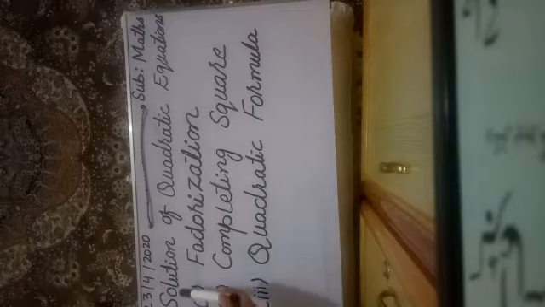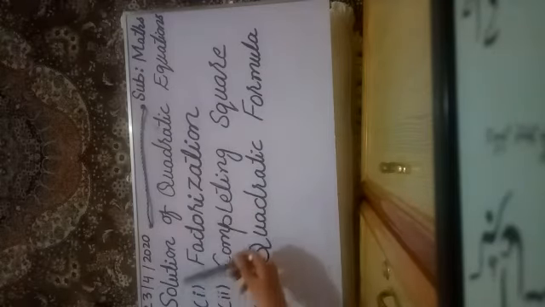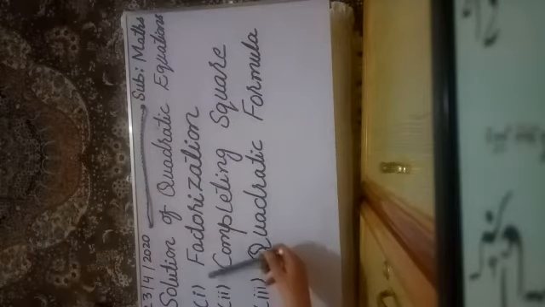So let's now move towards the third objective, which is to solve the sums related to the topic, or solve the exercises related to the topic. So it is the solution of quadratic equations. A quadratic equation can be solved by three methods. The first one is factorization, then the completing square method, then the quadratic formula.